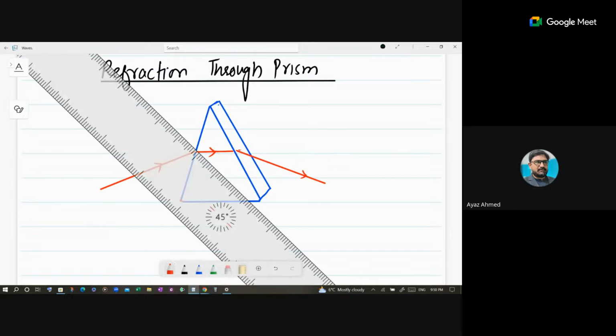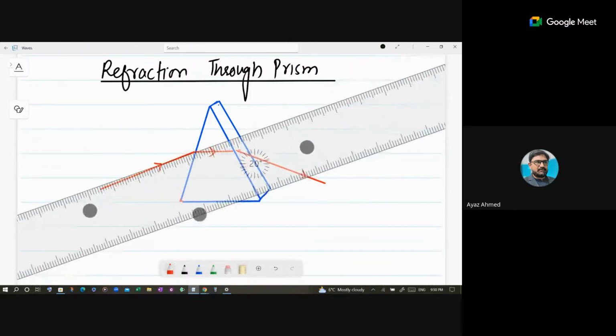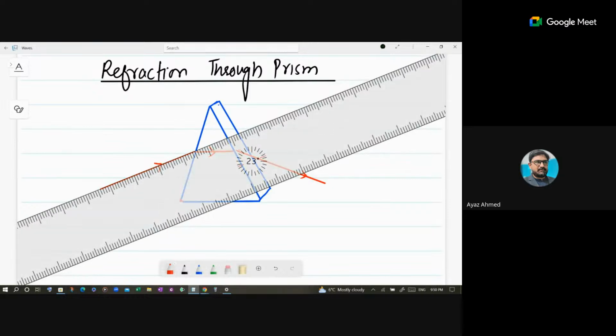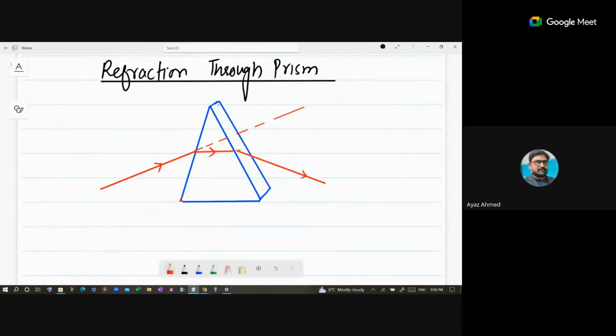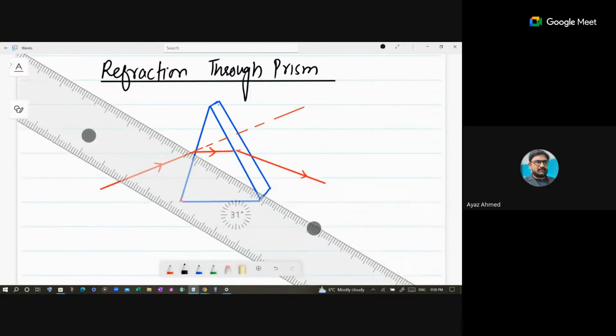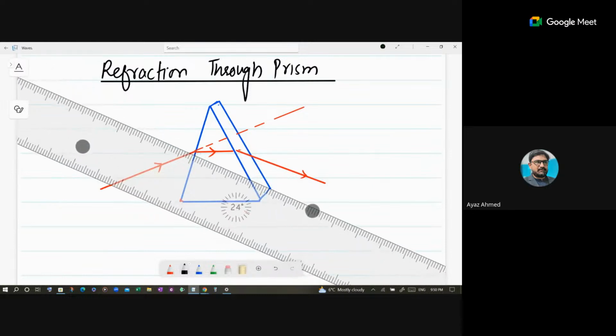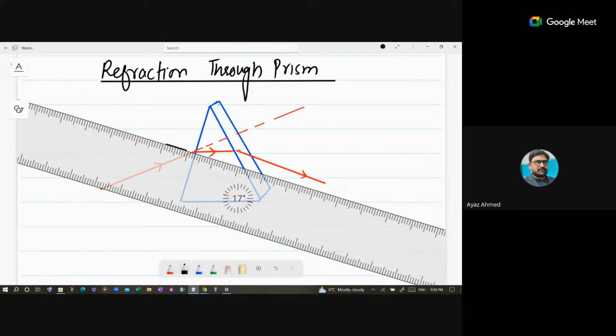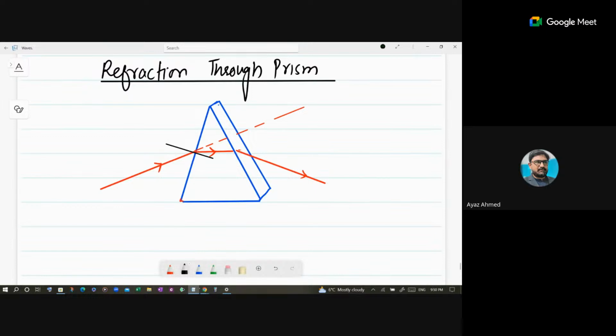It means that the light was supposed to pass through in this way. What was basically the path of light? The path of light was this one, but light bent towards the normal. If I draw the normal here, normal to this surface, this is the normal. So, if this is the normal, is that light not bending towards the normal? It was supposed to move in this way, but it is bending towards the normal.